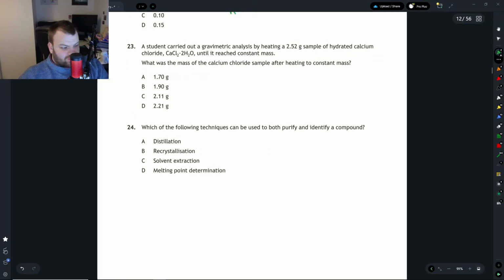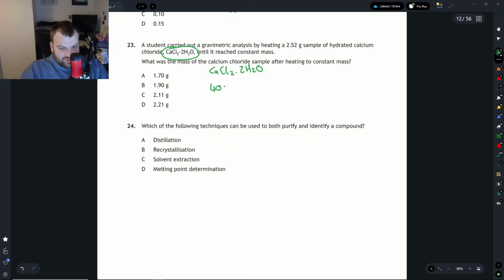Next up, we are carrying out a gravimetric analysis. We have our starting sample, and we need to work out what would be the mass of calcium carbonate sample after heating to constant mass. Okay. So a couple of ways of doing this. I would probably, first of all, let's get the GFM of this.